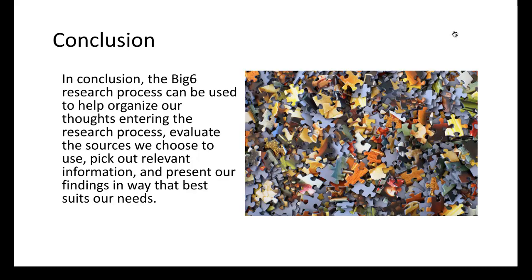So in conclusion, the Big 6 research process can be used to help organize our thoughts entering the research process, evaluate the sources we choose to use, pick out relevant information, and present our findings in a way that best suits our needs. And really, this Big 6 research process is something that we can take and apply to any research process that we need, not just now in school, but anytime you have to conduct research, whether that be in college or the profession you choose to enter.